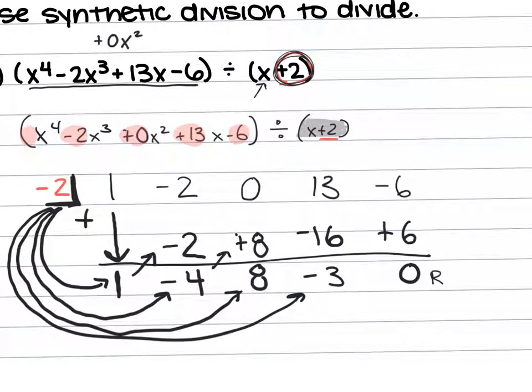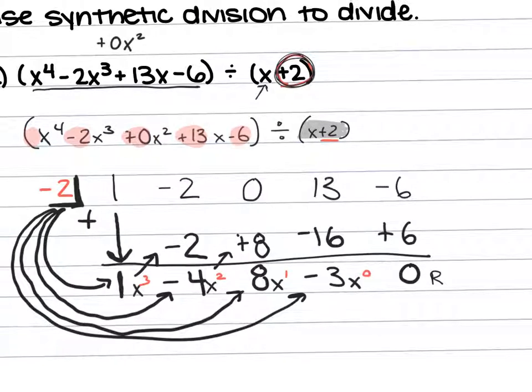Now, here's the only thing that's missing. I can't write that as the answer because that wasn't our answer when we had the polynomial long division. It had a bunch of variables on it. So I'm going to put the variables back in. Watch this. I'm going to put an x on every single one of these. And starting from the right, I'm going to go 0, 1, 2, 3.